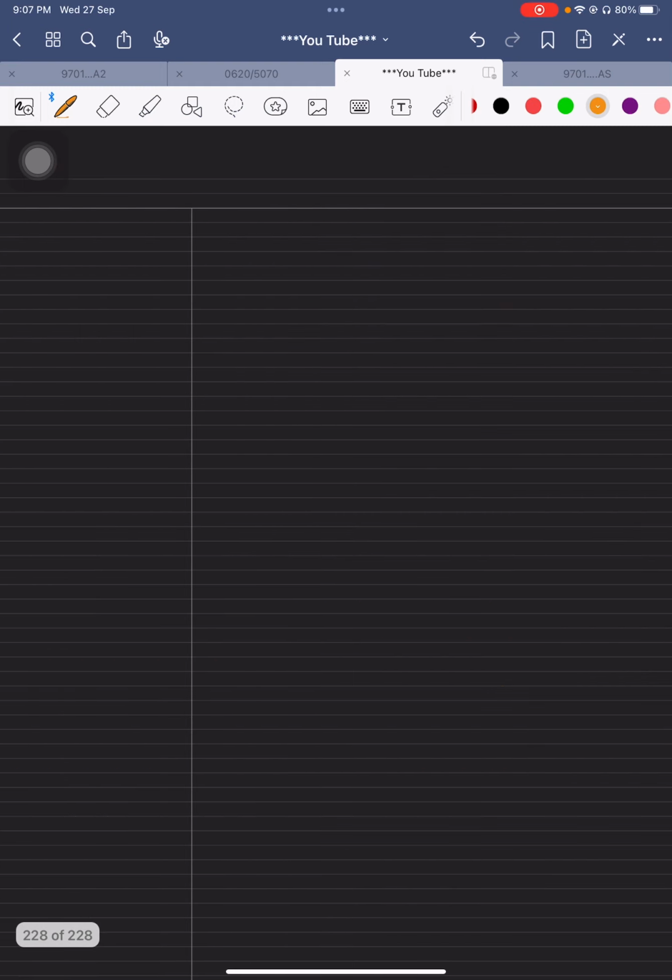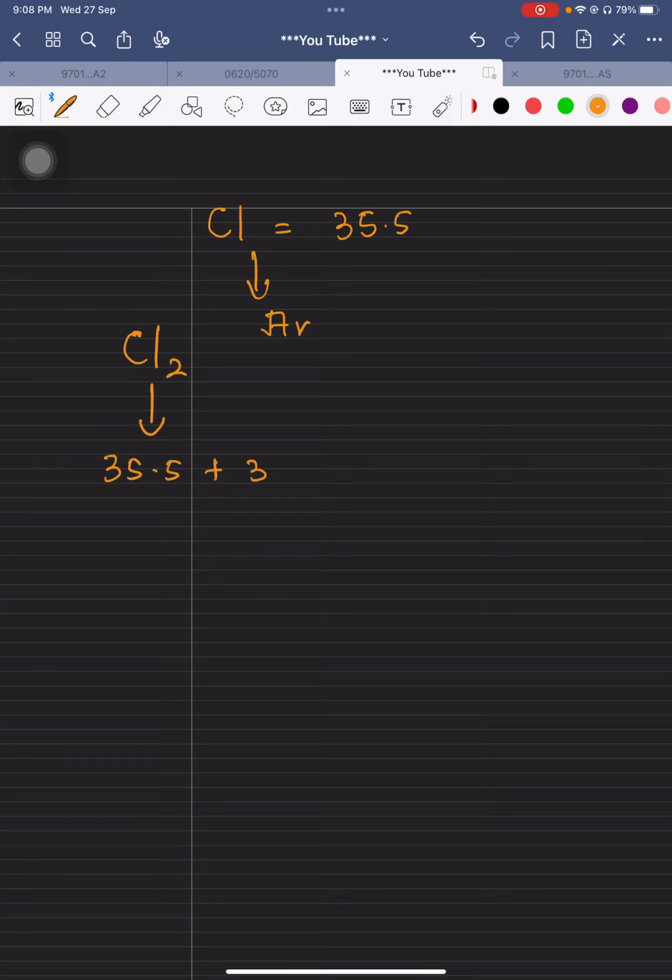Okay, so for example, just consider 35.5. This is the mass of an atom of chlorine compared with 1/12 of carbon 12. So this is called the AR value. And what about Cl2? It is 35.5 plus 35.5, so the total will be 71. So 71 is no more AR, rather it will be called the MR value. Why? Because it is more than one atom, either similar atoms or different atoms, either similar elements or different elements overall.